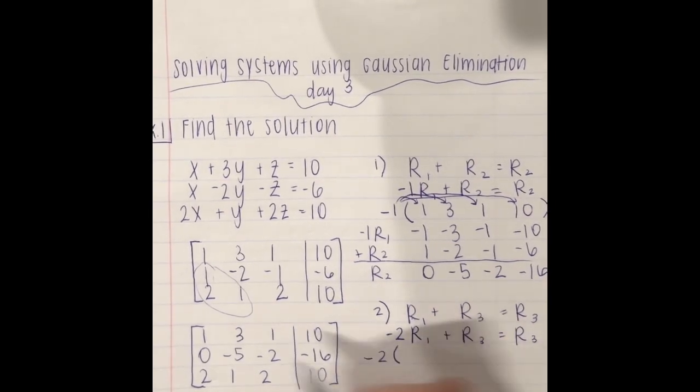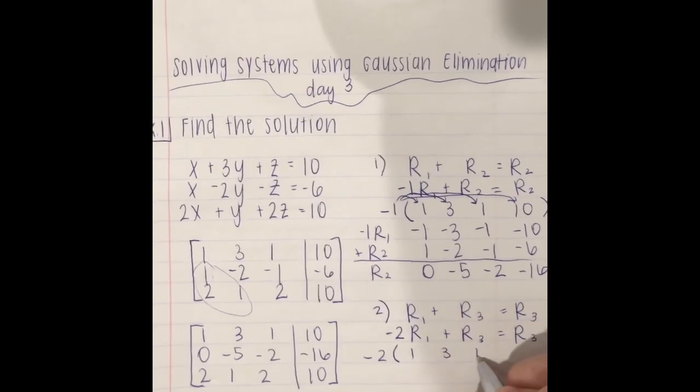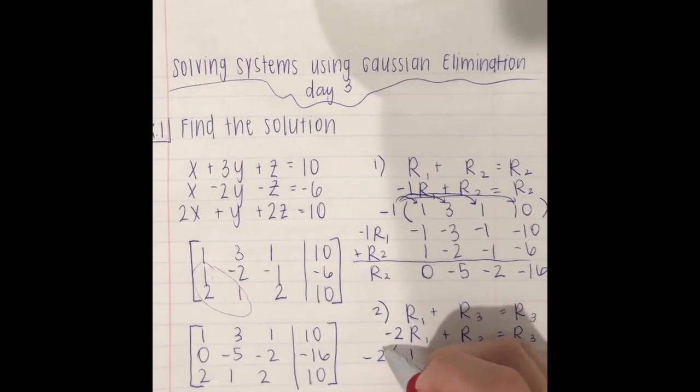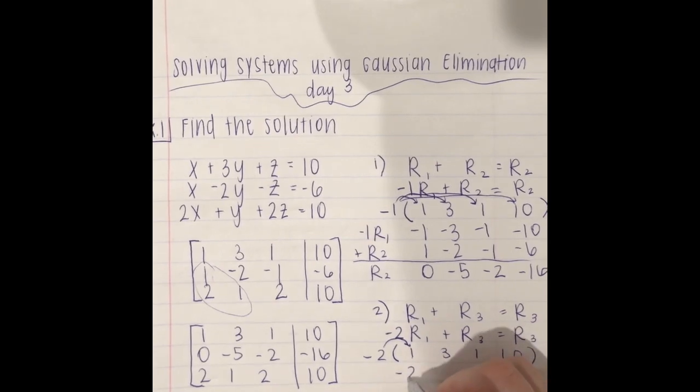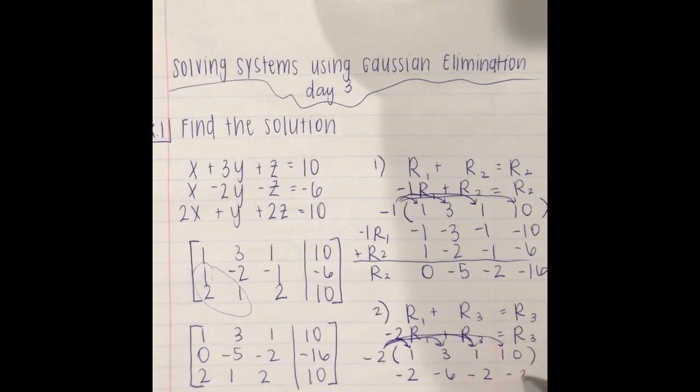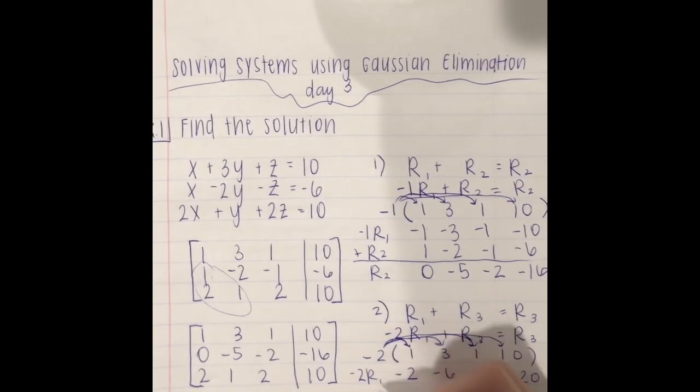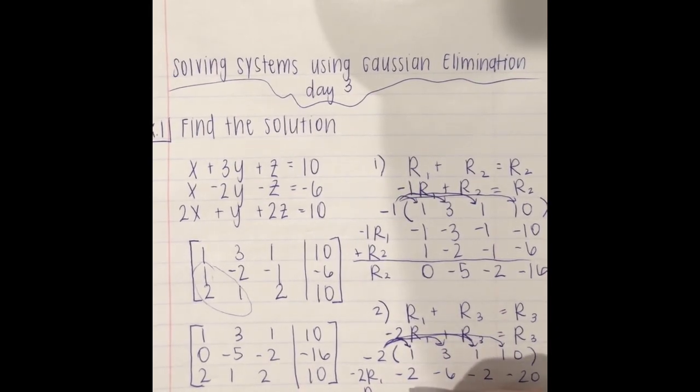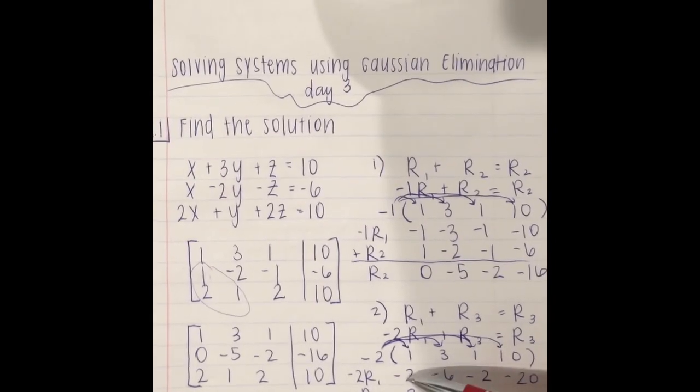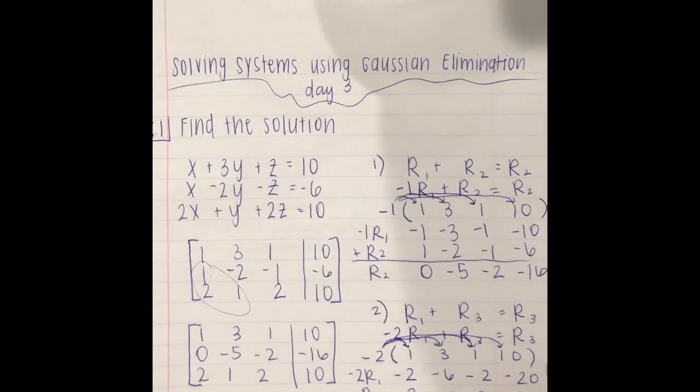So negative 2 times row 1, which is 1, 3, 1, and 10. Negative 2 times 1 gives me negative 2. Negative 2 times 3 is a negative 6. Negative 2 times 1 is negative 2. And negative 2 times 10 is a negative 20. So this is negative 2 times row 1, and we want to add it to row 3. Our row 3 was 2, 1, 2, 10. So we add these together.